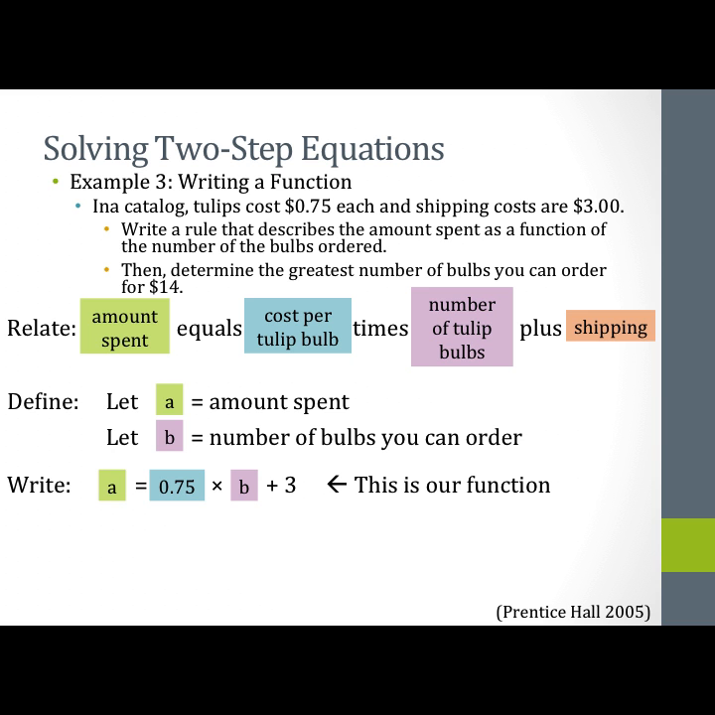We're going to let A equal the amount spent, and then B is going to equal the number of bulbs you can order. Okay? And so if we write it out, A, which is the amount spent, equals, pretty straightforward, 0.75, which is the cost per bulb, times the number of tulip bulbs that we're going to buy, which we have defined as B, plus shipping, which we know is $3. So this is our function we're going to work with. And we've written that. So part 1 is technically done.